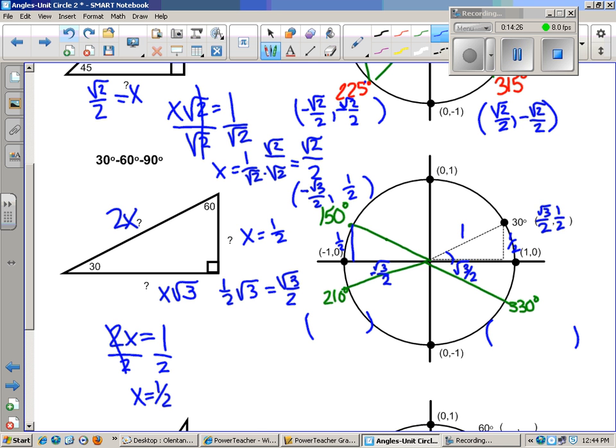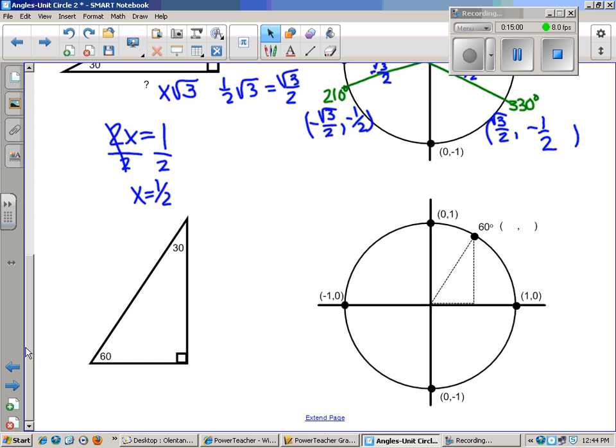Be really careful with the negative signs. So what's this one? Right. Negative radical 3 over 2, negative 1/2. And then positive square root of 3 over 2, negative 1/2. Okay? All right.